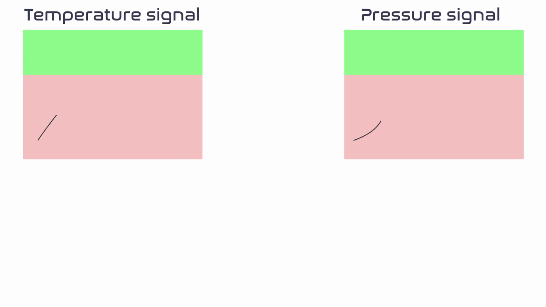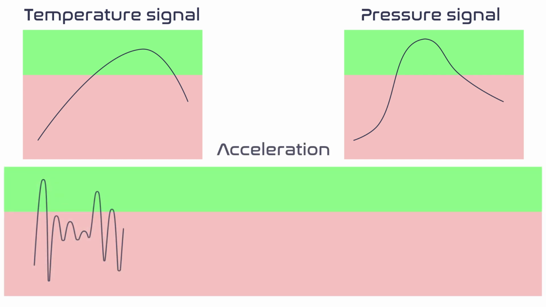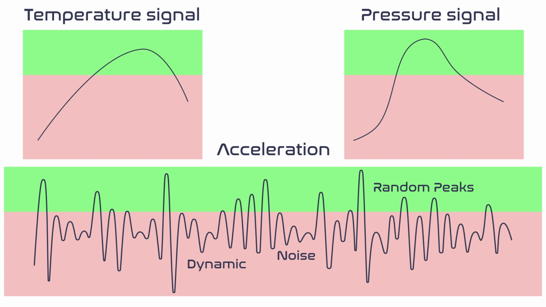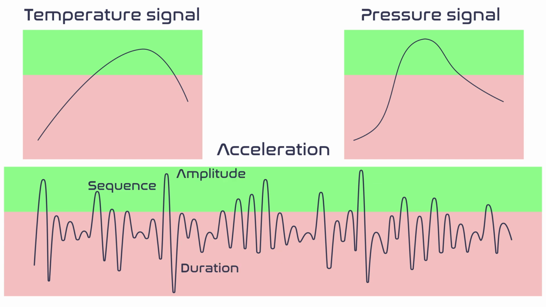Unlike temperature and pressure, which have lower frequency and more static signals, acceleration signals are highly dynamic, prone to noise, random peaks, and external influences. As a result, relying solely on the signal's amplitude may lead to false triggers and unreliable system performance. To address this complexity, a more comprehensive approach is necessary, one that accounts for the signal's duration, sequence, and amplitude, ensuring a more accurate and reliable switching mechanism.